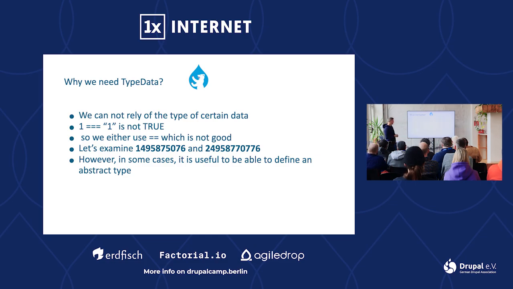So why do we need typed data in the light of PHP? We cannot rely on the type of certain data. We cannot often be sure what will be the exact type that we will receive from an external API, external method, class, and so on. That is why we probably need something more sophisticated. And oftentimes, 1 is not 1, depending on the current representation. Because PHP, as we all know, is a loosely typed language, we cannot always be sure. And we often use the loose comparison, which is not good at the end of the day.